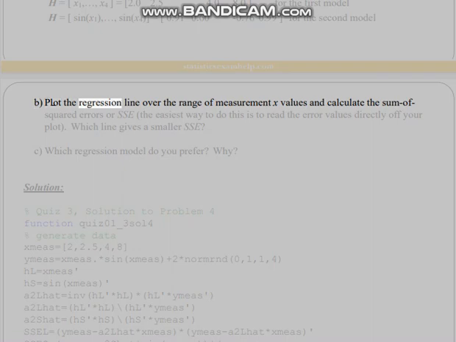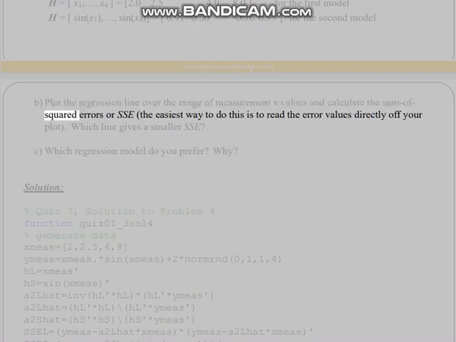B. Plot the regression line over the range of measurement x values and calculate the sum of squared errors, or SSE. The easiest way to do this is to read the error values directly off your plot. Which line gives a smaller SSE? C. Which regression model do you prefer? Why?